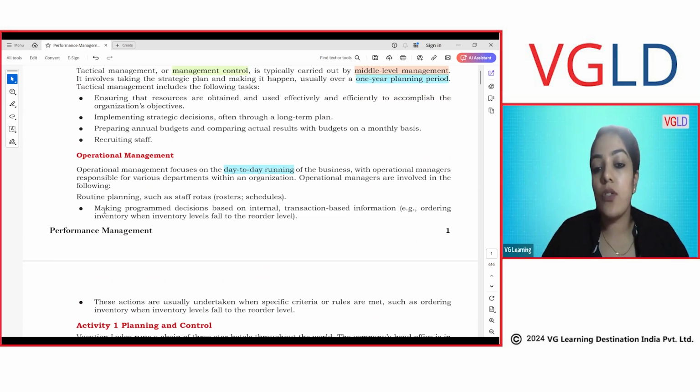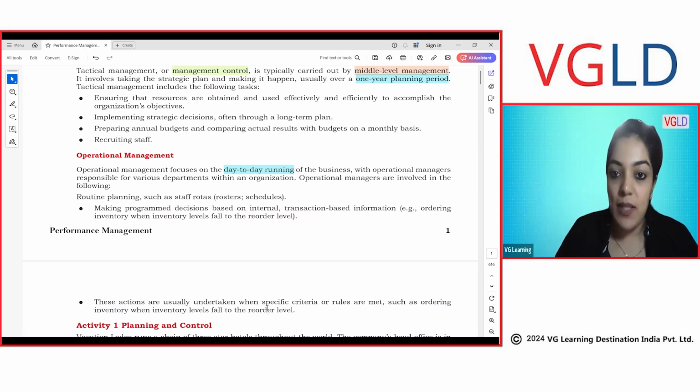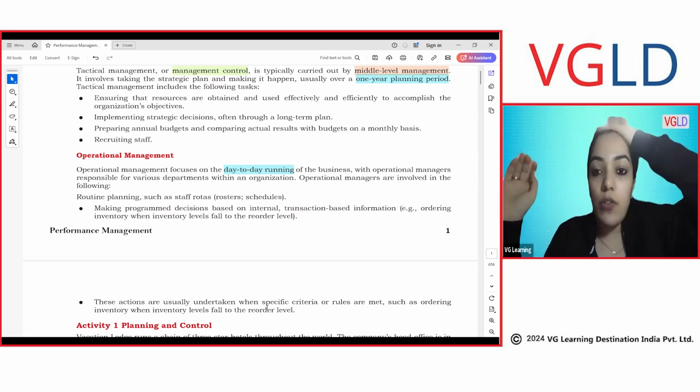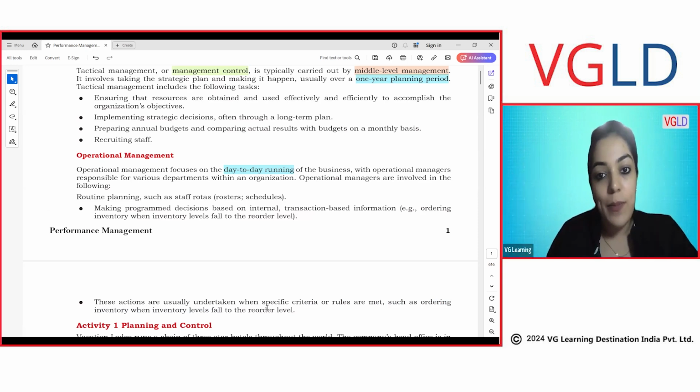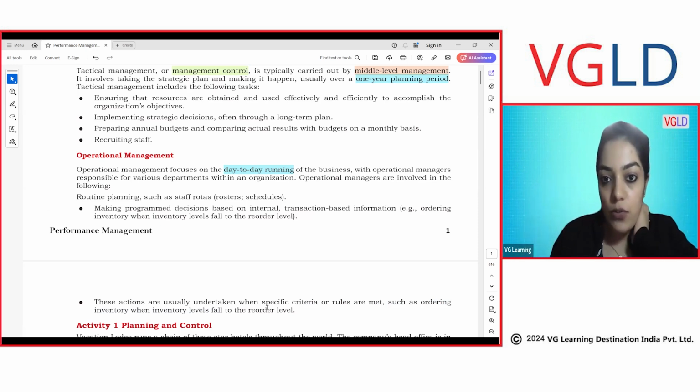They make programmed decisions based on internal transaction data, for example, ordering inventory when inventory levels fall to the reorder level. These actions are usually undertaken when specific criteria or rules are met, such as ordering inventory when inventory levels fall to the particular reorder level. So there is very systematic decision making here, without much involvement of the managers. Policies would be set that whenever the inventory level falls to this level, the operational management has to place an order with the supplier.